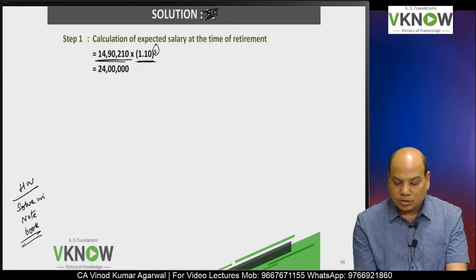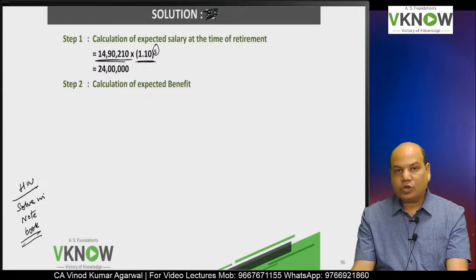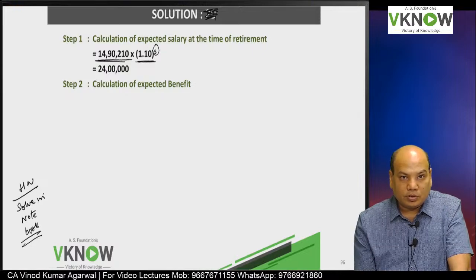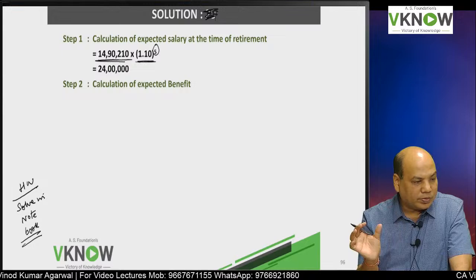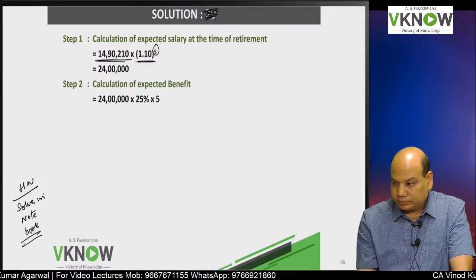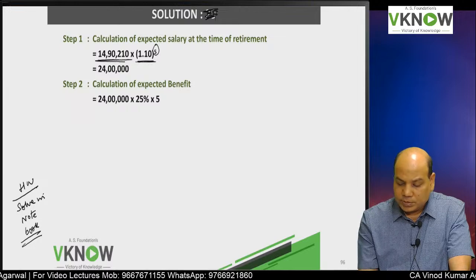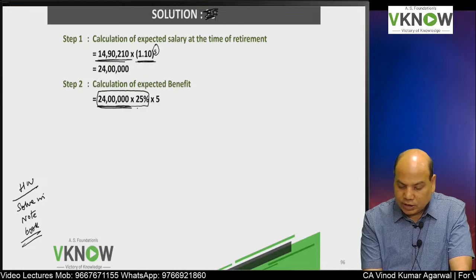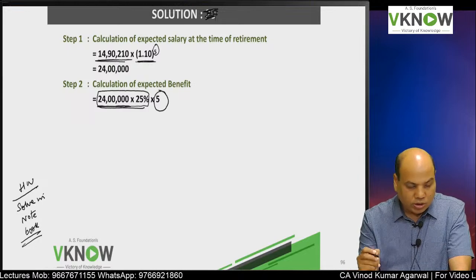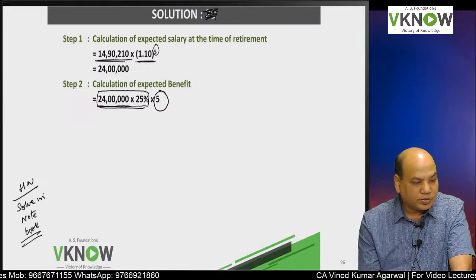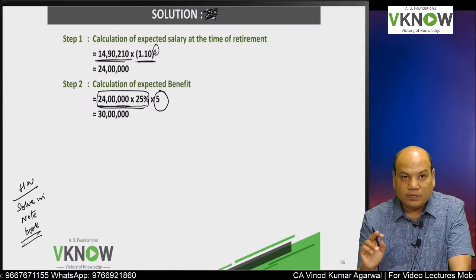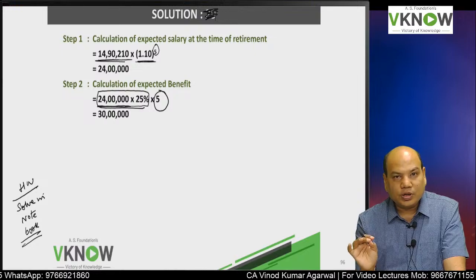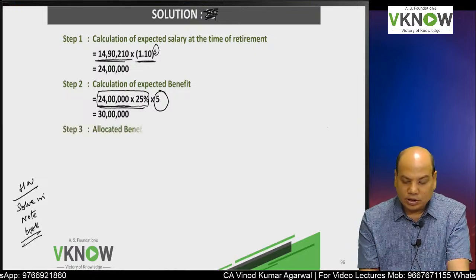First compute the last drawn salary, or the salary expected at the time of retirement. That comes to 24 lakh. He has to complete 5 years of service. Calculation of expected benefit: 24 lakh. He will get 25% of last drawn salary, and he has to complete a minimum of 5 years of service. So the total benefit expected to be paid to Roshan: calculate 24 lakh into 25% into 5 years, that comes to 30 lakh.